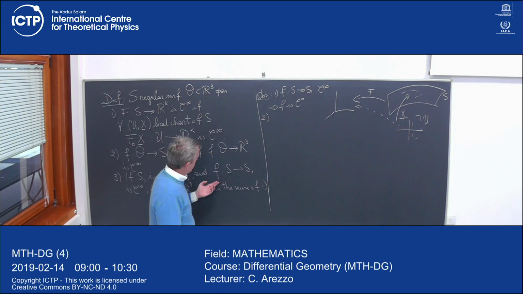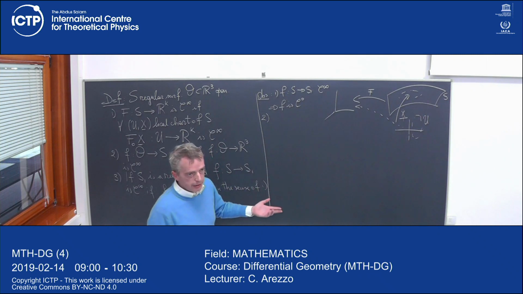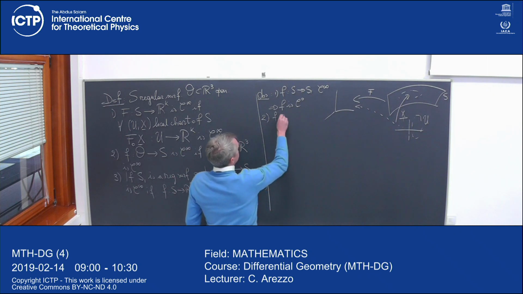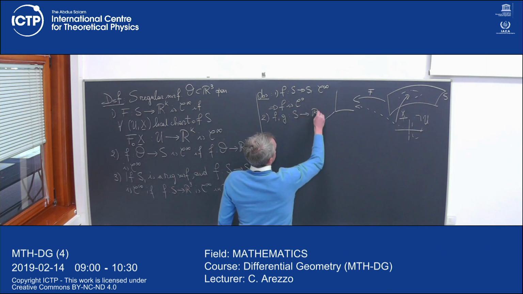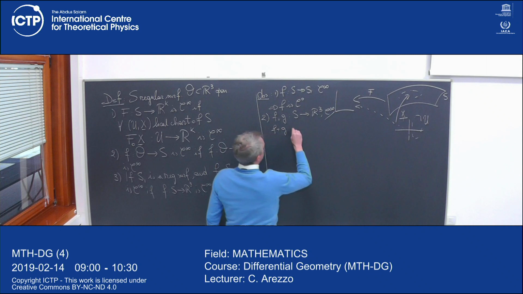So for example, does it make sense to ask, if I have f and g from S to S1, smooth, is f plus g smooth? The problem is that depending on S1, maybe f plus g does not go into S1. Okay? So that's the only thing you have to be careful about. As maps into R3, of course, yes. So if I take f and g from S to R3, and these are smooth, f plus g is smooth.